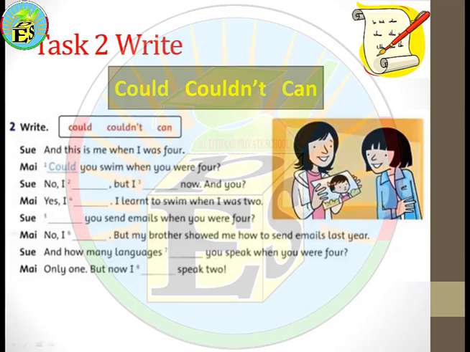Number 8 is can. Why? Let's read together. Only one, but now I can speak two. I can speak two because of now. This means in the present. So we use can for the present. Could and couldn't for the past.